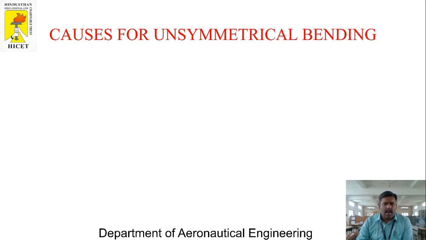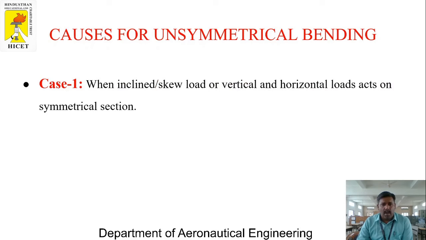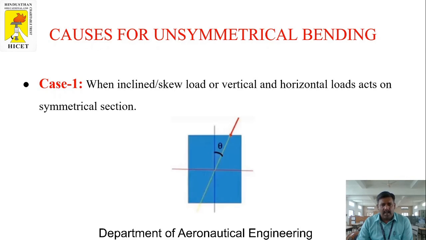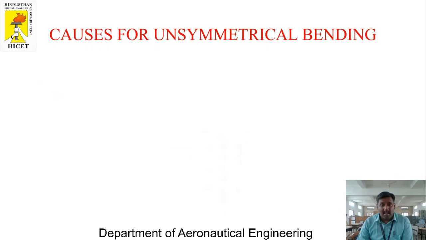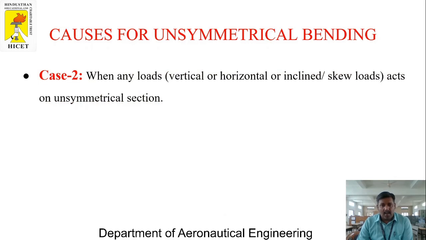Causes for unsymmetrical bending. There are two causes for unsymmetrical bending. The first one is when an inclined load, or horizontal and vertical loads, act on a symmetrical section; unsymmetrical bending will occur. For example, if you are applying an inclined load to the x-axis as well as the y-axis, this produces unsymmetrical bending on symmetric sections. The second one is when any load, vertical, horizontal or inclined, acts on an unsymmetrical section; that will produce unsymmetrical bending.